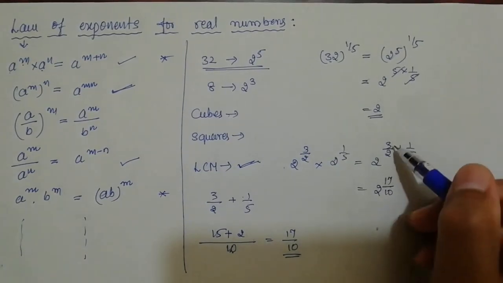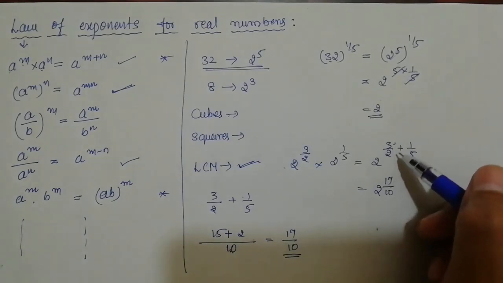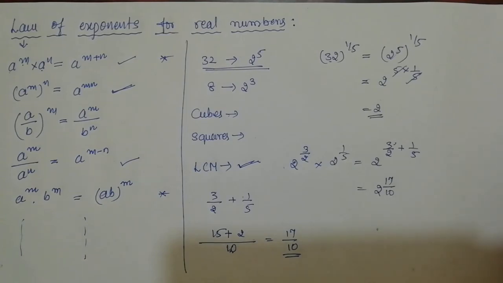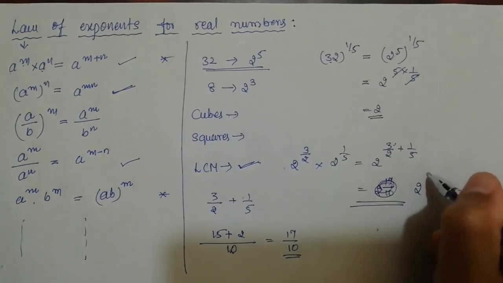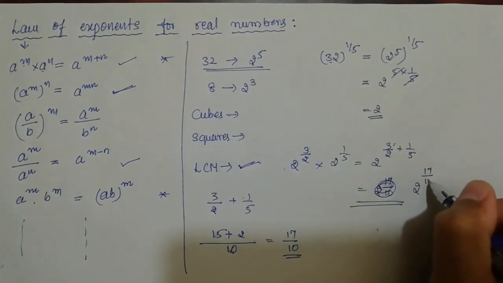I think in the exercise it is 2 by 3, but I have taken 3 by 2. There will be no problem. He may give any number, whatever the exponent may be. If you carry out the correct operation, the final answer should be the same. Here also the answer is the same, 2 power 17 by 10. You need to write it like this, 2 power 17 divided by 10.